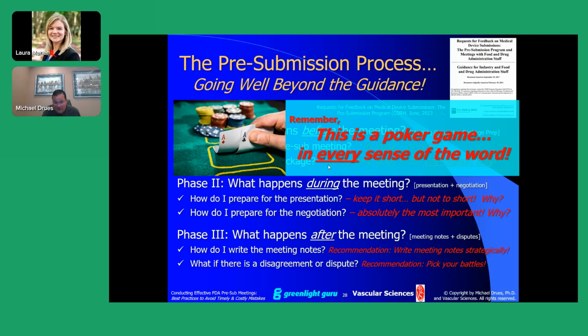That's not FDA's fault. So, having to do this within 15 days, I don't know. I think that's kind of nonsense. And if there's a disagreement or a dispute about the meeting notes or anything else that you've talked about in the meeting, this is an opportunity for you to address this with FDA as well. But as my wife would say, you have to pick your battles. Some things are worth fighting over, some things are not.